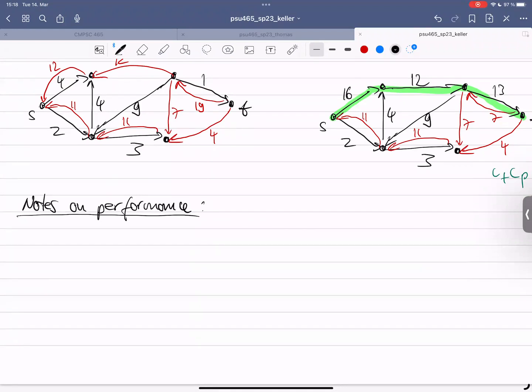So this is our first observation. The flow increases by CF of P after each iteration of the while loop.